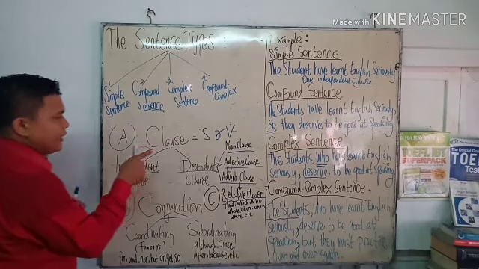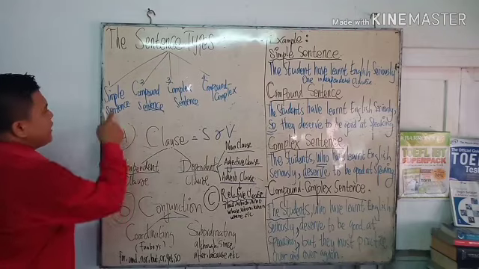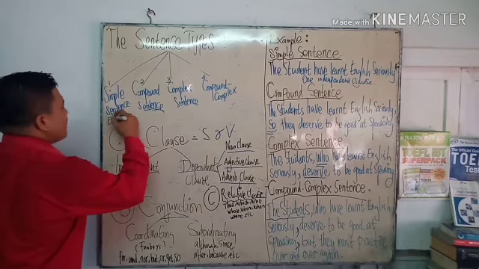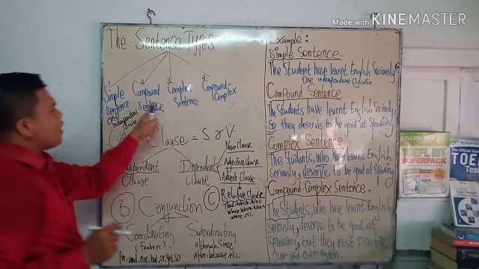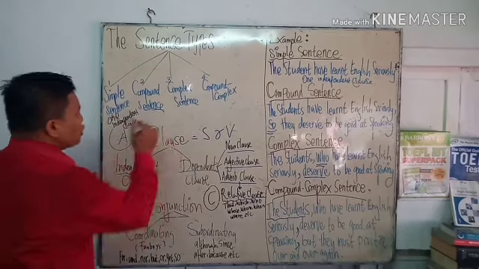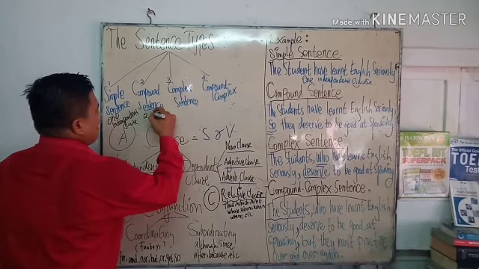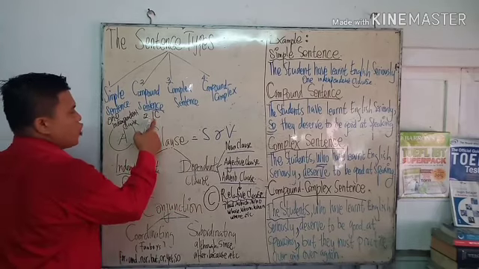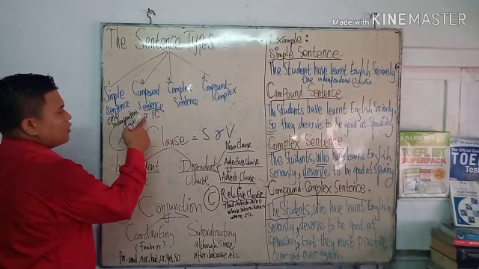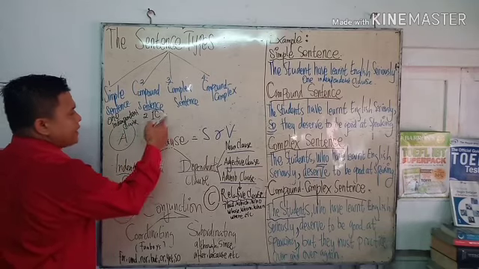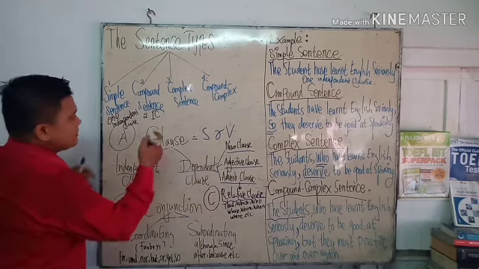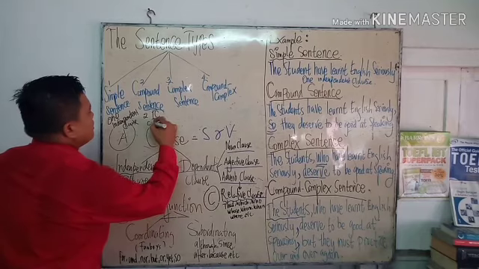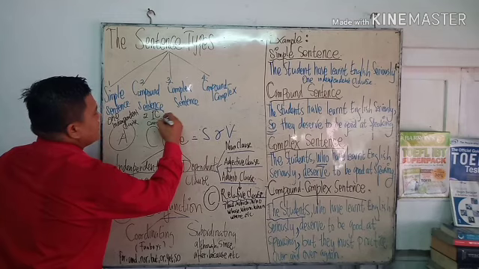Independent clause will be related to the simple sentence. A simple sentence has 1 independent clause, just only 1 independent clause. So what about compound? Compound has 2 independent clauses. Let me abbreviate independent clause: 1, no one here, 2 independent clauses, plus coordinating conjunction.